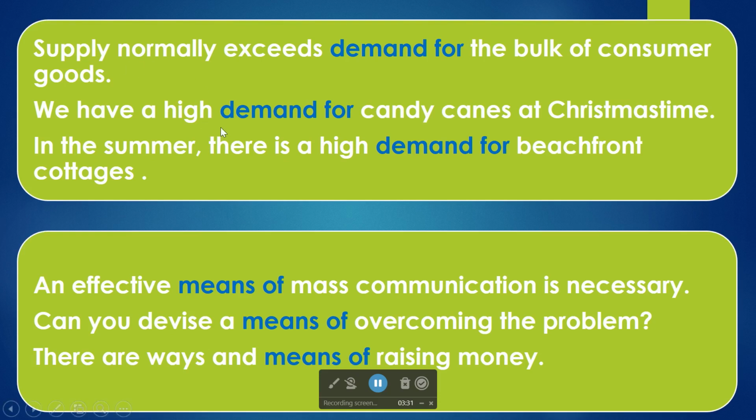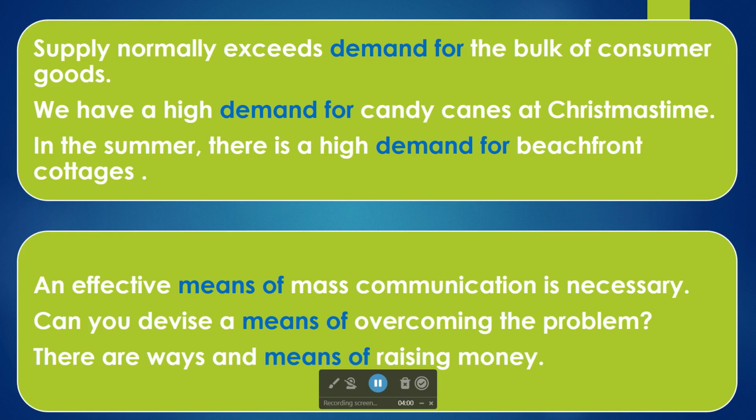Second example is we have a high demand for candy canes at Christmas time. So as you can see, when Christmas time comes, we use the candy cane. You know candy cane? It looks like a cane. The grandpa's using those canes to walk with, and it's a candy that has red stripes around it. So candy canes, we usually have a high demand for that at Christmas time.